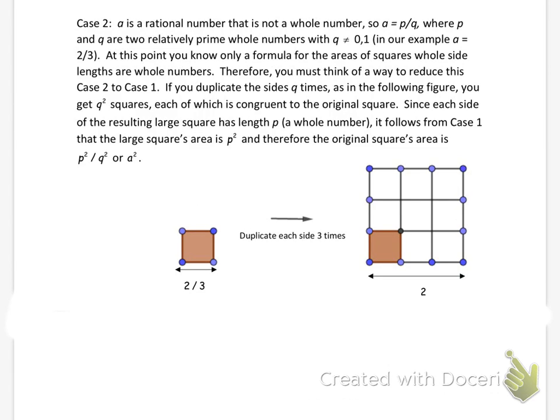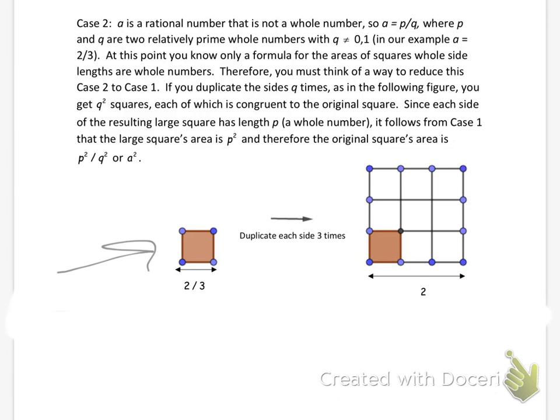Okay, so case 2 moves on to working with rational numbers. Rational numbers are just numbers that can be expressed as ratios. So don't forget the word ratio is in the word rational. So for a rational number that's not a whole number, we're going to say A equals P over Q, where P and Q are 2 relatively prime whole numbers with Q not equal to 0 or 1. So in our example down below, we are saying that A is 2/3.